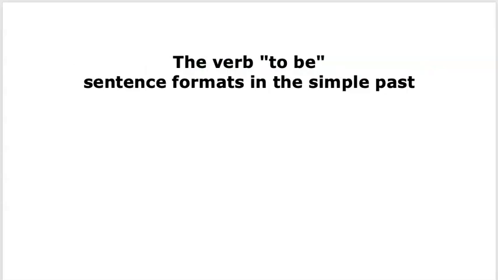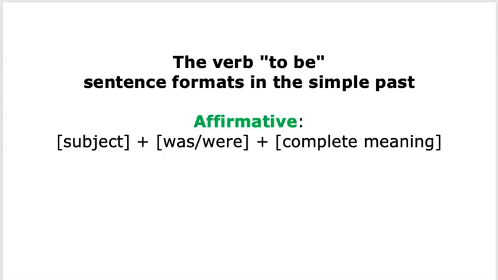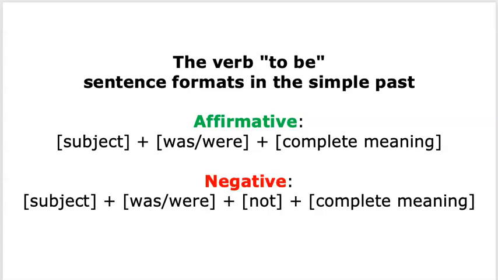Here is the format for the verb to be in simple sentences in the past. The affirmative format is just like the present tense. We have a subject followed by was or were, depending on our subject, and then we finish the sentence with a complete meaning. Negative, it's very similar to the present tense as well. Subject, was, were, plus the word not, and then finish with something to give the sentence a complete meaning. Let's look at examples.